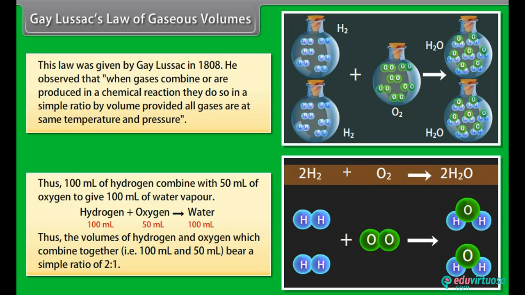Hydrogen plus oxygen gives water. 100 ml plus 50 ml gives 100 ml. Thus, the volumes of hydrogen and oxygen which combine together, that is 100 ml and 50 ml, bear a simple ratio of 2:1.